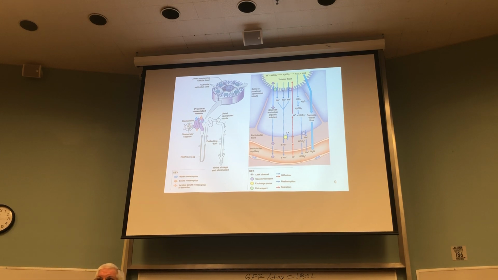3 sodiums out, 2 potassiums in, 1 ATP. You should know that better than your last name. Okay? 3 sodiums out, 2 potassiums in, 1 ATP, like a carnival ride. Now, that always allows me to pull sodium out, which always allows sodium to diffuse into the cell.